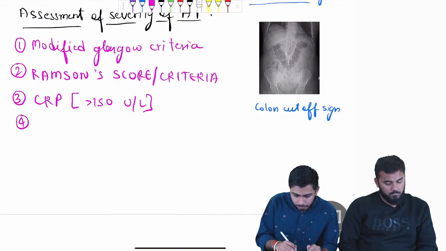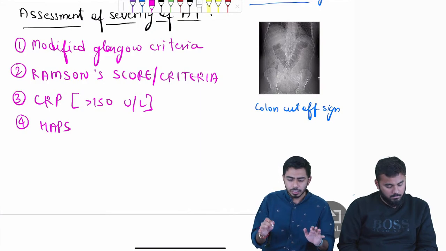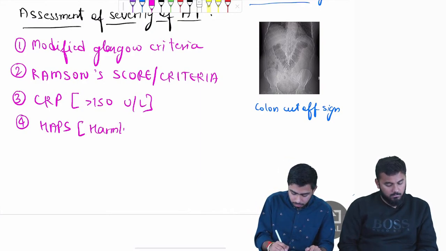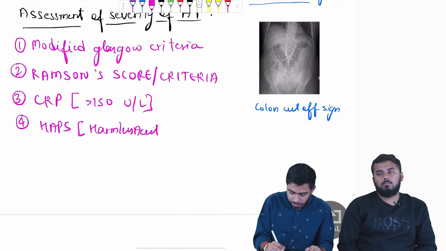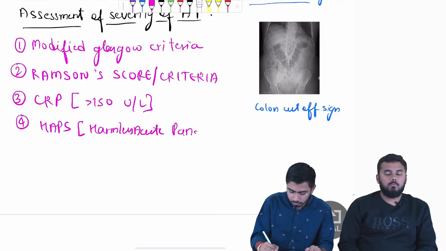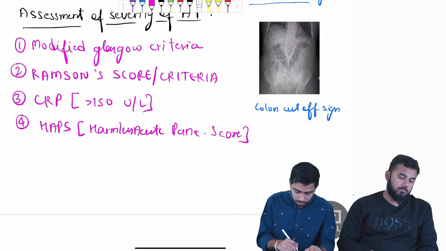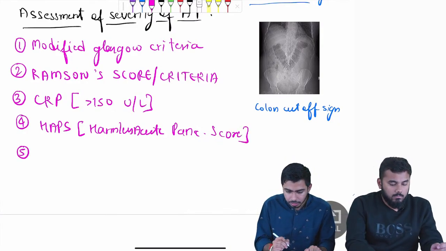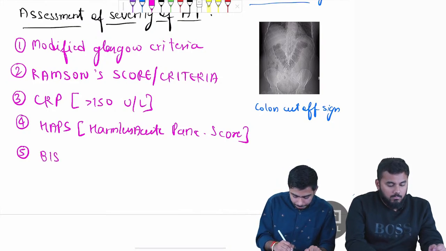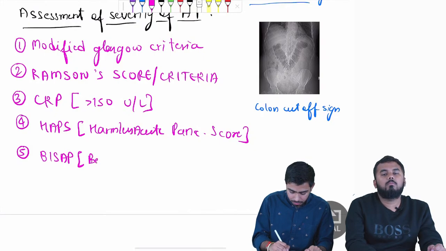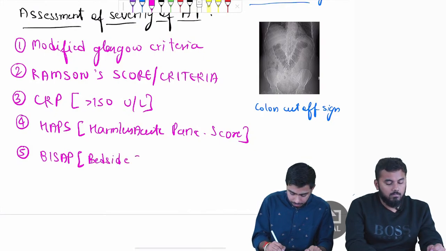Next one is the HAPS. What is HAPS? Basically, this is the Harmless Acute Pancreatitis Score. Next one, that is the BISAP. BISAP is the Bedside Index for Severity of Acute Pancreatitis.